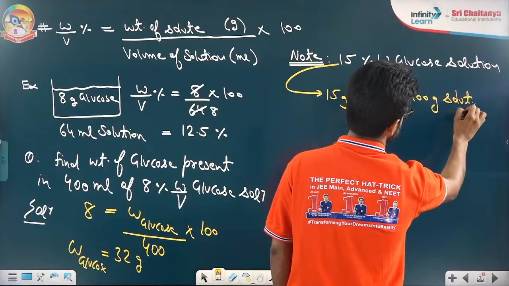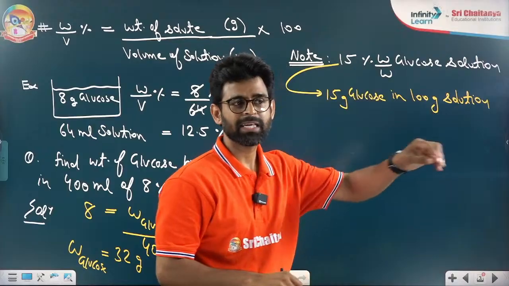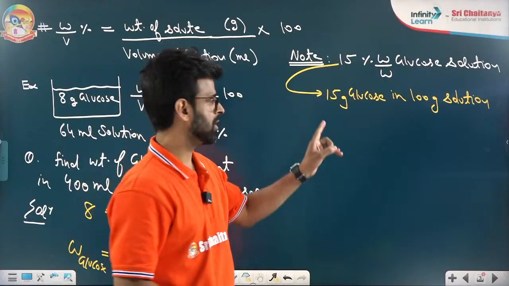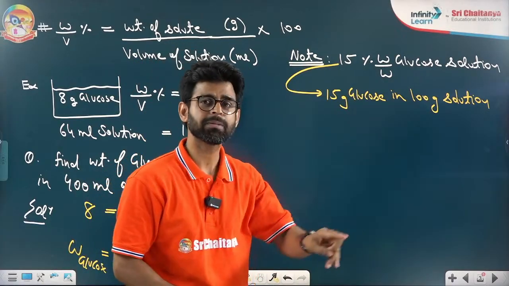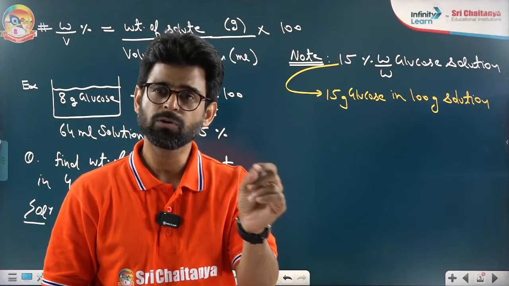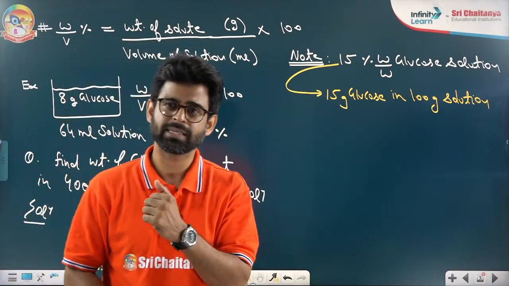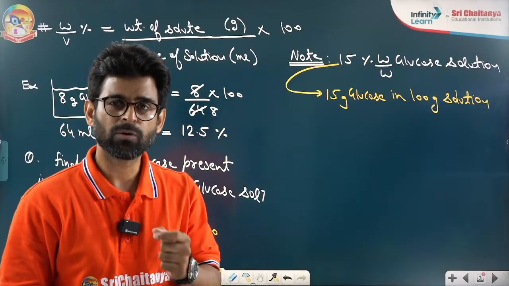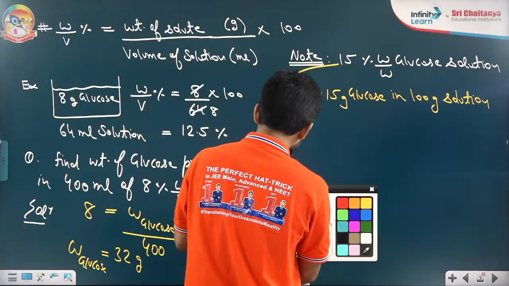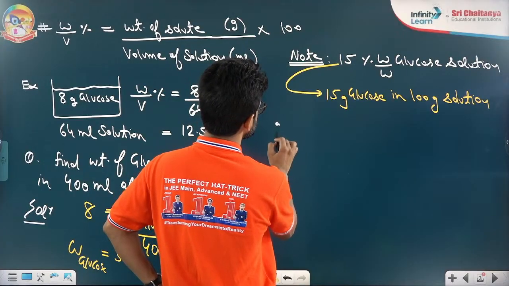This is the main thing you have to understand from the above line. If they have given nothing else, just 15% weight by weight glucose solution, it means you have to understand 15 gram glucose is present in 100 gram solution, right? So 15 grams of glucose and the remaining 85 gram is solvent. You can say water. If they are not mentioning what the solvent is, it is water only, right? Clear? Done?